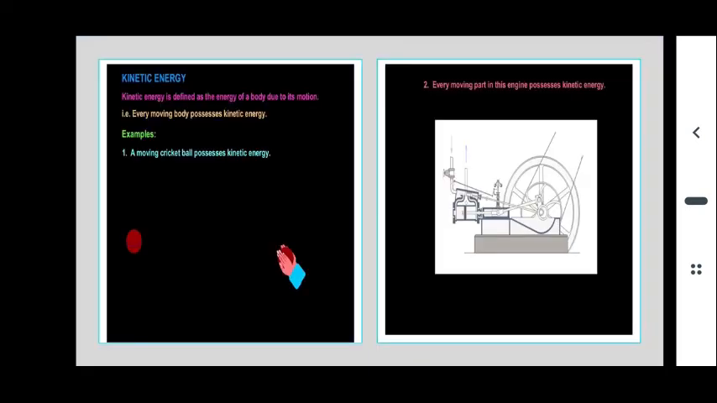Coming to the kinetic energy part, kinetic energy is defined as the energy of a body due to its motion. Whenever a body is in motion, that body is said to have a particular type of energy called kinetic energy. For example, a moving cricket ball possesses kinetic energy. Every moving part in an engine or any machine is said to have kinetic energy.